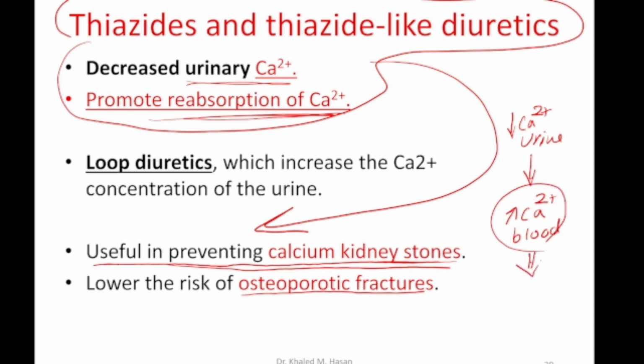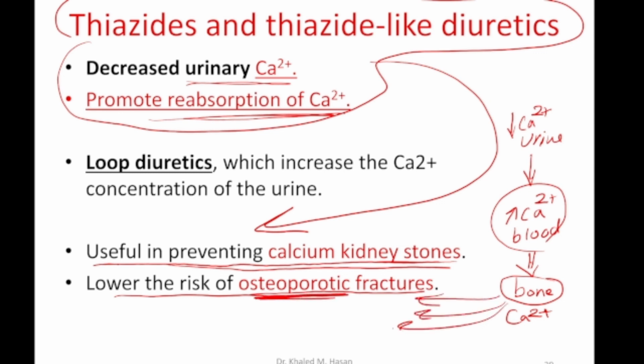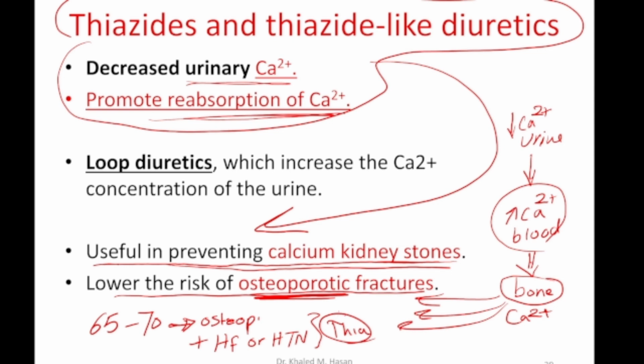Okay, that's good. When you have increased level of calcium in the blood, what happens to the bone? We're going to have more calcium in the bone. Therefore, this medication lowers risk of osteoporosis because it brings more calcium to the bone. Now we'll explain why thiazide is good for patients suffering from osteoporosis. We are not going to treat a patient suffering from osteoporosis with thiazide. But let me say you have a 65 or 70 year old patient with a history of osteoporosis plus heart failure or hypertension. I prefer to prescribe thiazide to this patient because thiazide helps prevent osteoporosis or increased risk of osteoporosis. Okay, I think now this makes sense.